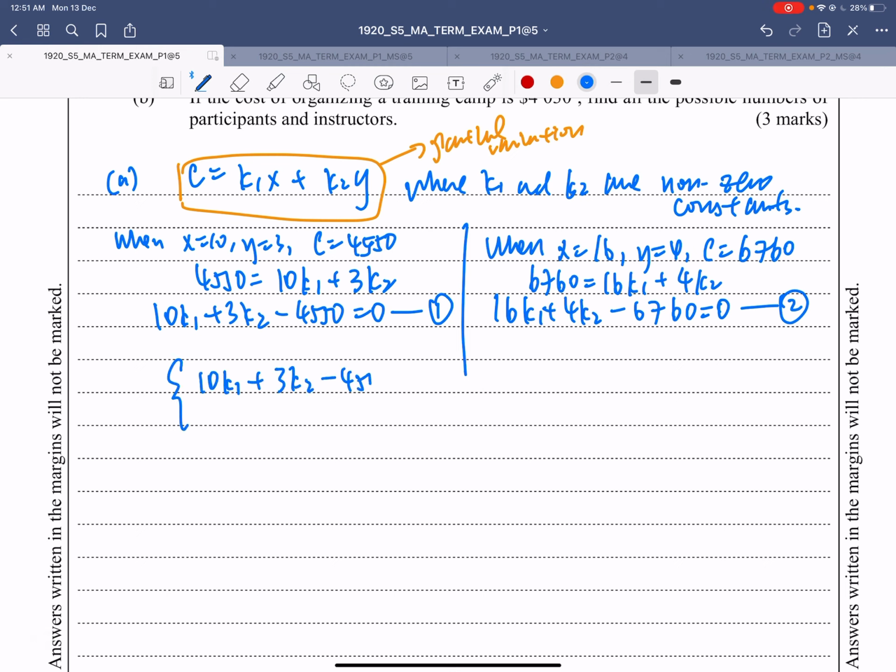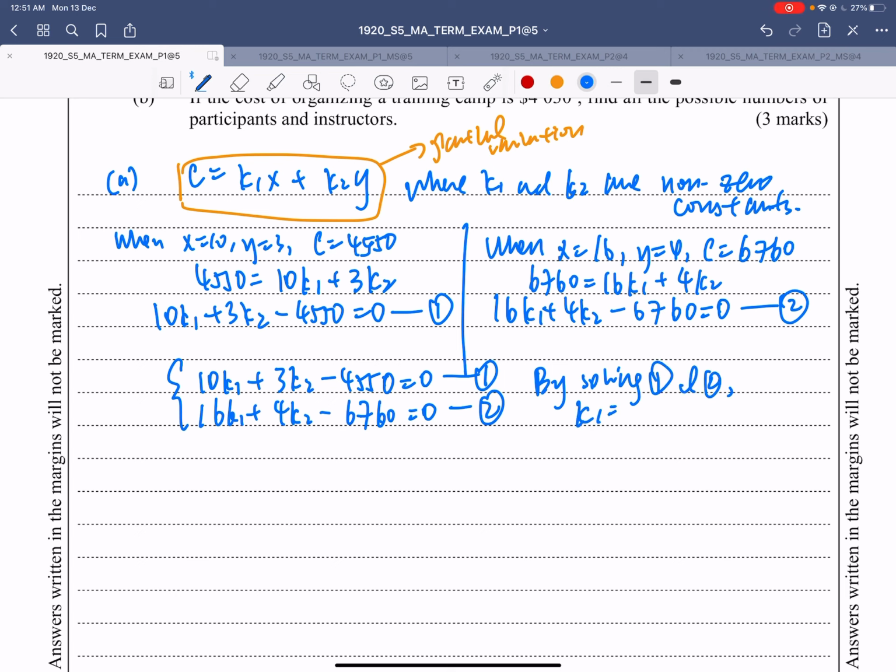But note that this is a section A2 question, so you need not show all the steps. The simplest way will be to use a calculator. I believe all of you have the calculator program for solving simultaneous equations, right? So by solving 1 and 2, you get K1 equals 260 and K2 equals 650.